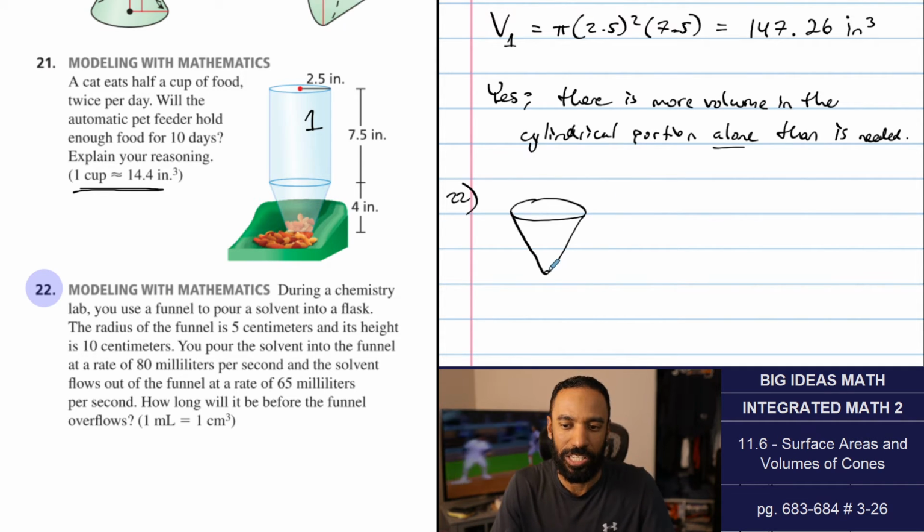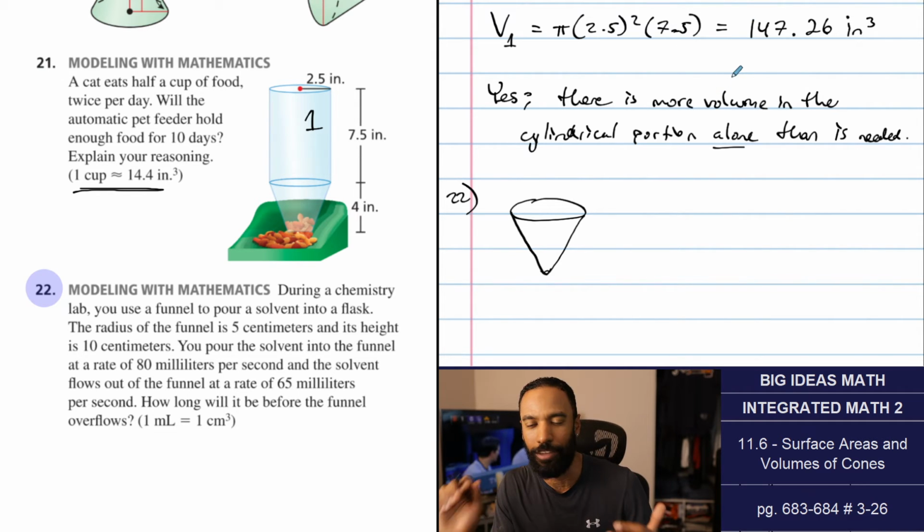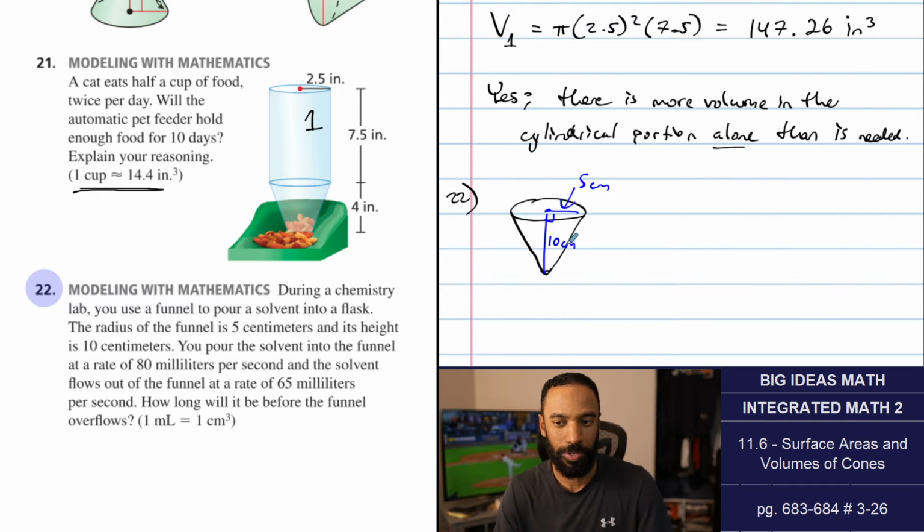So let's pretend like this thing does kind of meet at the bottom like a cone like that. It's a very small opening, small enough that it's flowing out slower than you're pouring it in, which is typical of my pancake funnel. Waffle funnel, I should say. The radius is 5 centimeters. The height is 10 centimeters. It's a right cone. Okay.